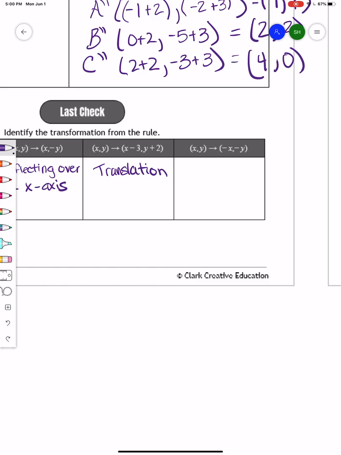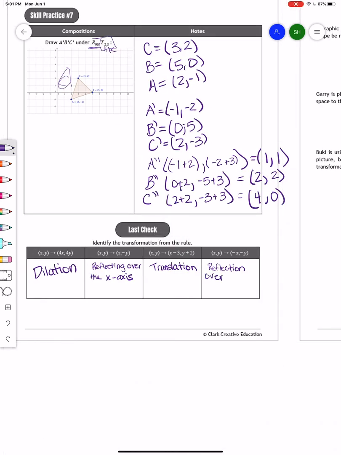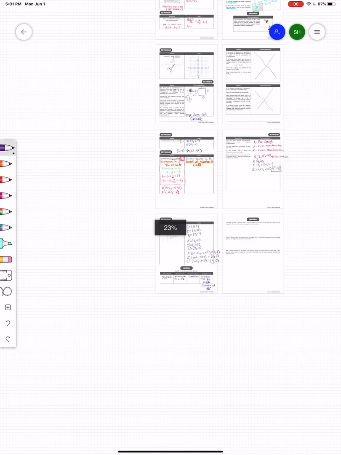And when you have xy to negative x, negative y, what does that give you? A reflection over the origin. But it can also be a rotation of 180 degrees. I will put this cheat sheet up for you guys.